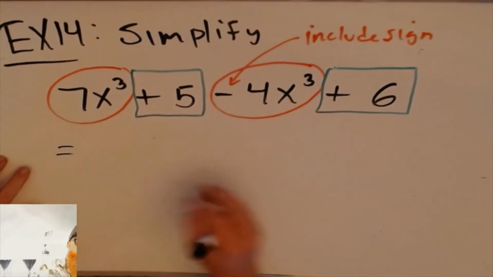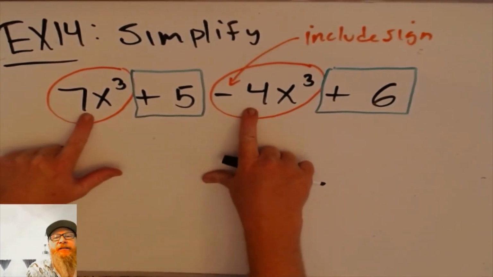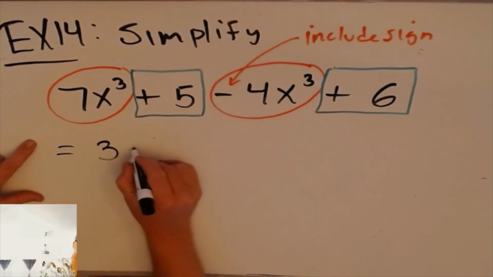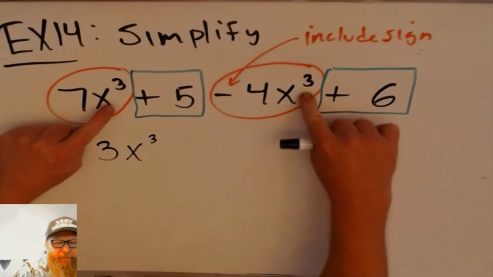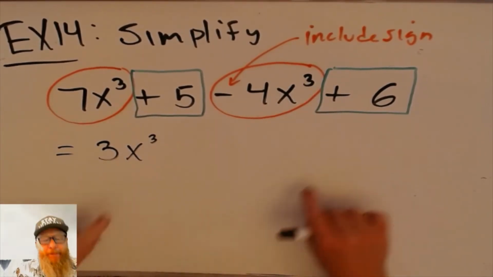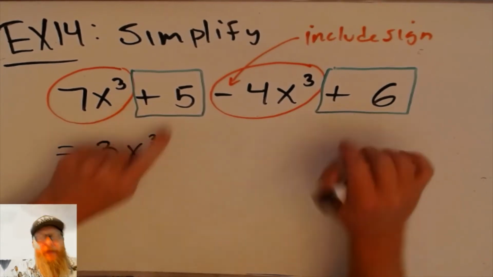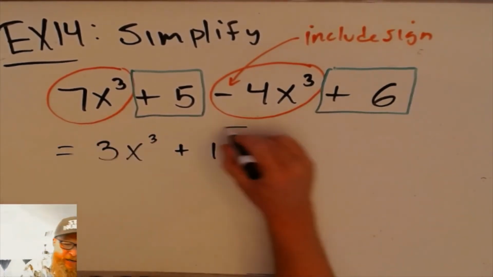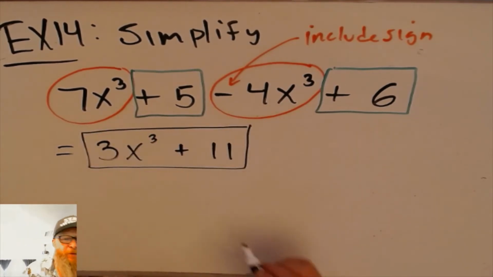You can do all of these with mental math. So you have 7 of these like terms minus 4, so that gives you 3. And remember not to change whatever the power is. You have 5 plus 6, so now you have 11. 5 plus 6 is 11. And remember not to change the power.